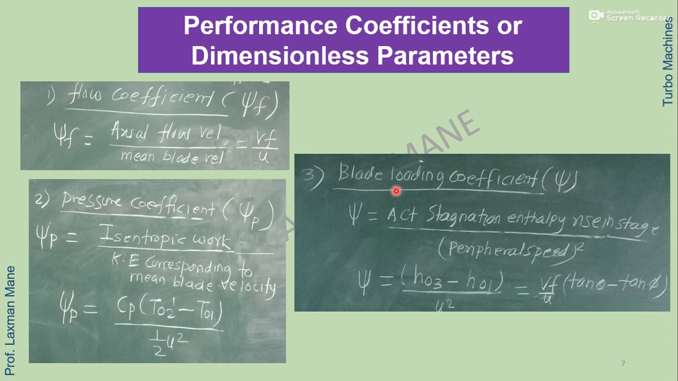Next coefficient is blade loading coefficient. Psi is equal to, by definition, the ratio of actual stagnation enthalpy rise in the stage divided by peripheral speed square. So the actual stagnation enthalpy rise in the stage is what? H03 minus H01 divided by peripheral speed U and its square. It is further equal to Vf by U bracket tan theta minus tan phi.